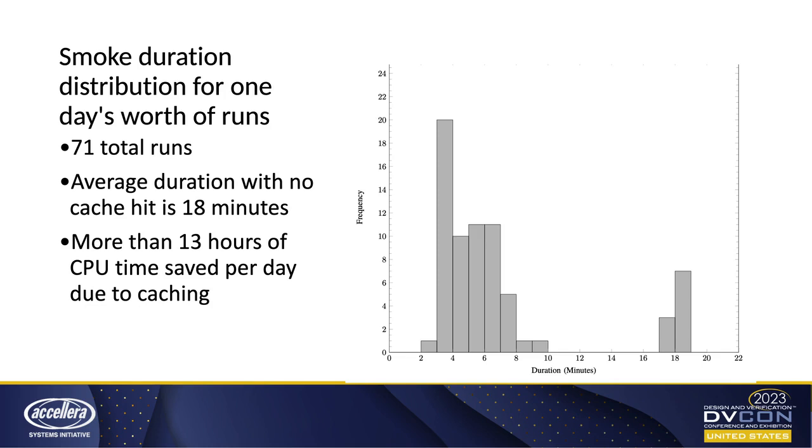Because of remote caching, you hardly ever hit the worst case where you have to build and run everything. Totaled up, we saved more than 13 hours of wall clock time per day due to caching. That's a lot of resource saving, including licenses and money as a result.